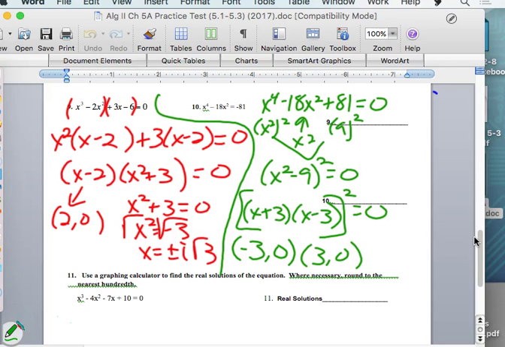So that's some definite extra factoring there. It's definitely a step up from what we've done in the past. But if you were really good at factoring before, this should not be that awful.